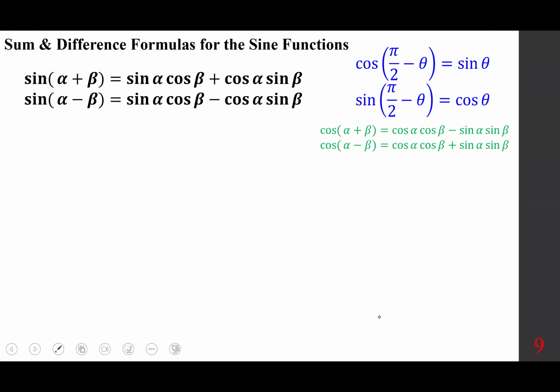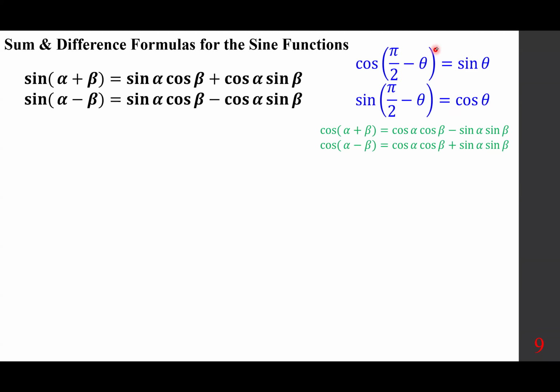Now, we actually want to go back. We proved cosine of alpha plus beta and cosine of alpha minus beta are what they are. And we want to prove sine of alpha plus beta is sine alpha cosine beta plus cosine alpha sine beta, and sine alpha minus beta is sine alpha cosine beta minus cosine alpha sine beta. We want to do that, and we want to use the fact that cosine of pi over 2 minus theta is sine theta, and sine of pi over 2 minus theta is cosine theta.